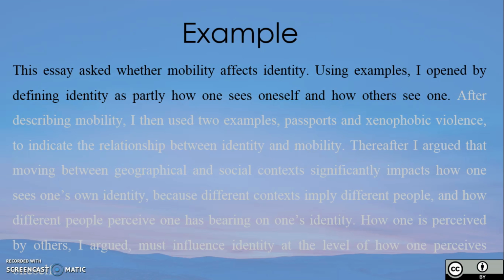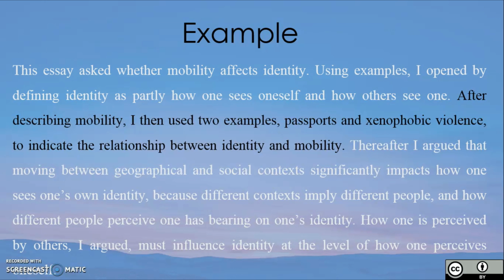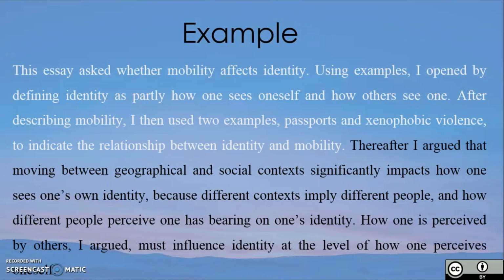This essay asked whether mobility affects identity. So check. I'm just reminding the reader that this is what the essay was about. Using examples, I opened by defining identity as partly how one sees oneself and how others see one. After describing mobility, I then used two examples, passports and xenophobic violence, to indicate the relationship between identity and mobility.